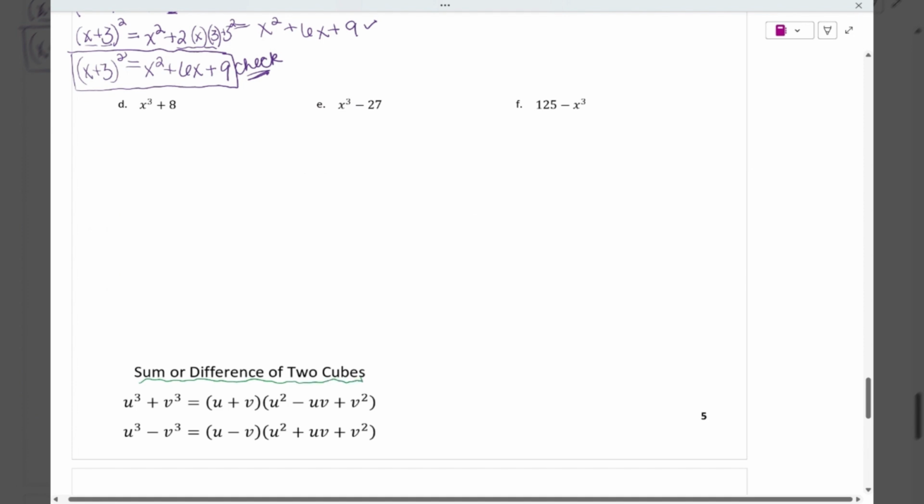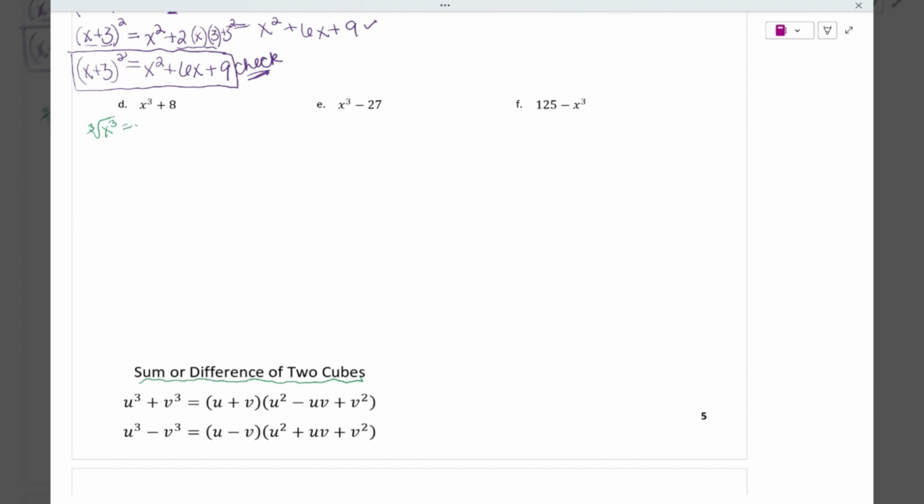So again, if you recognize two numbers in a binomial, so when you have two terms, if you recognize that they're both perfect cubes, we can factor, and I'm just going to use the formula. So part D, x to the third plus 8. They are both perfect cubes. Cube root of x to the third is x. So let me write that. Cube root of x to the third is x. And the cube root of 8 is 2.